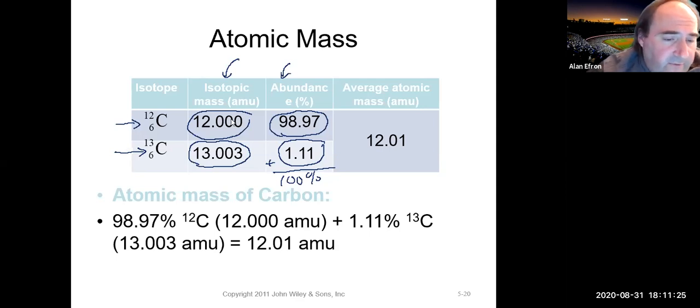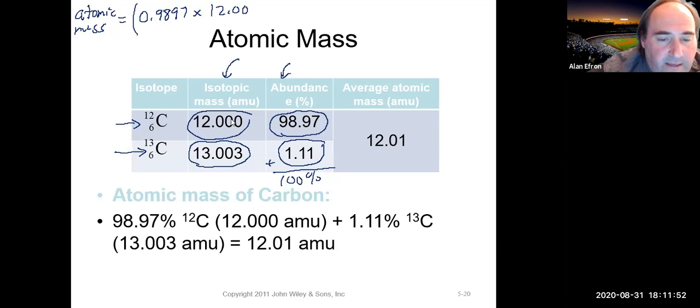So we would use our formula that we just talked about, which is basically what's on the bottom. The atomic mass would equal the percentage of the first isotope converted to a decimal. You could do it one of two ways, either divide it by 100 or move the decimal two places to the left. I'm just going to move the decimal on this one. So this would be 0.9897, which is 98.97% converted into a decimal, times the atomic mass of our first isotope.